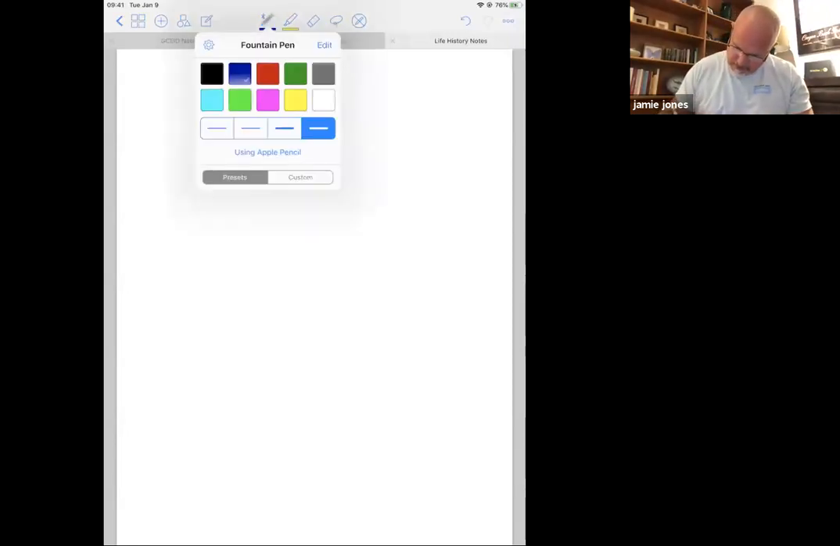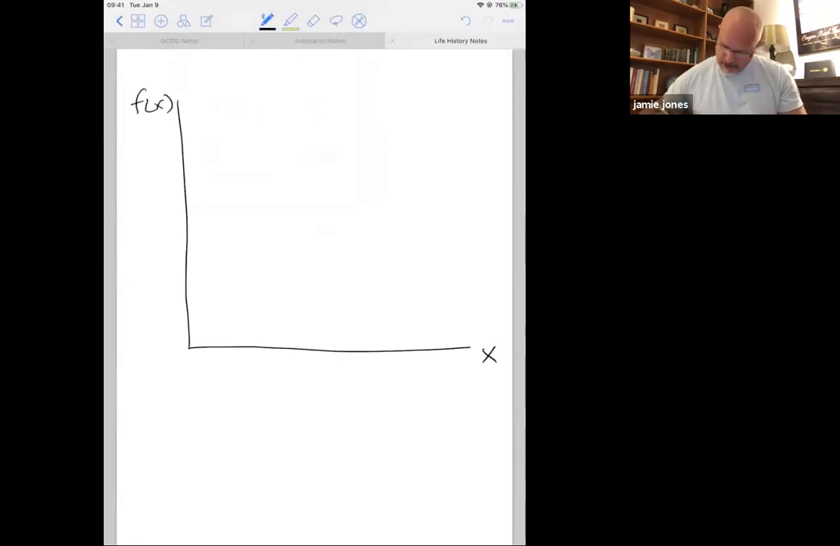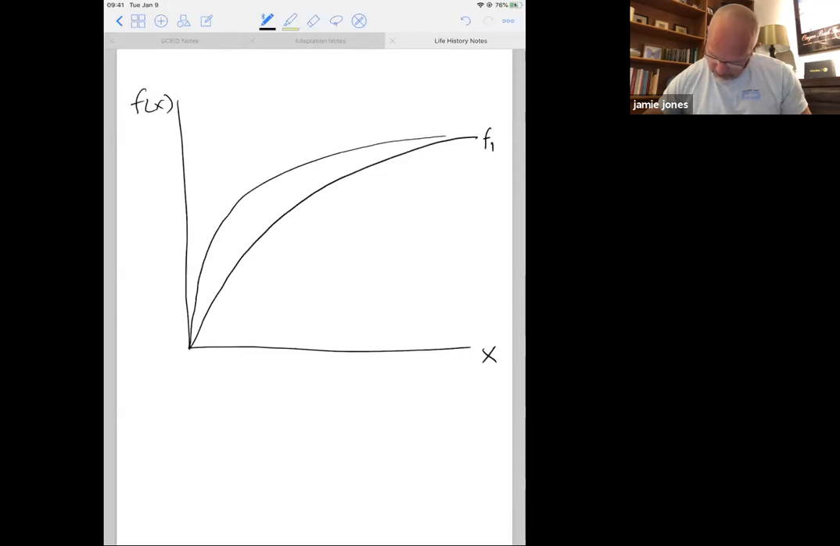Share my screen. And we'll draw some axes here. As usual, we have the outcome of our decision. We have the fitness function that's associated with the outcome. And we have a concave fitness function this time. Let's call this one F1, because we're going to draw two of them. The second one is going to look like this. We'll call that one F2.